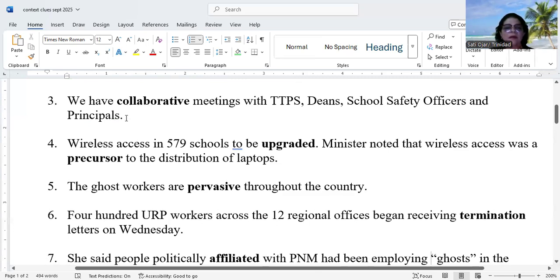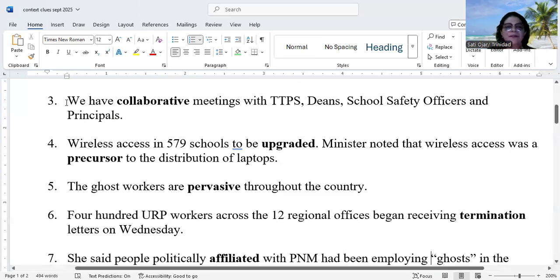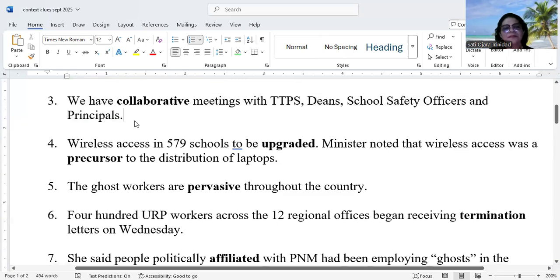Can I have... yeah, Mika? My teacher gives my essay and uses this as the newspaper. Okay, you use the newspaper. Okay. Someone read number 3, please. We have collaborative meetings with the TTPS, deans, school safety officers, and principals. Excellent. That was Eric. Okay, good. We have collaborative meetings with TTPS, deans, school safety officers, and principals.